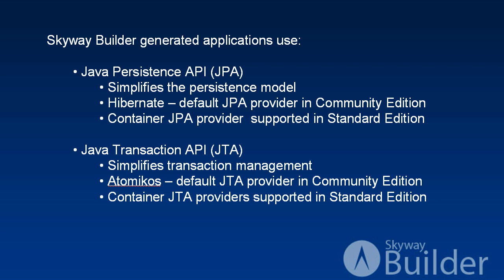There's no coding, there's no configuration required, it's basically just a drop-down, and I'll show that to you in just a moment. We do the same thing for the Java Transaction API. By default, we will use Atomikos as the default JTA provider in Community Edition, but when you are doing code generation with Standard Edition, you have the additional capability of being able to leverage the JTA provider of your container.